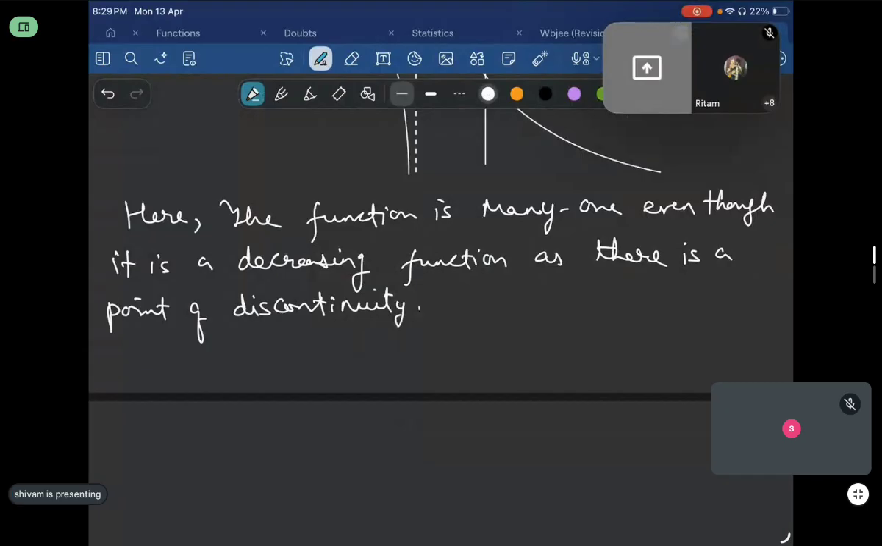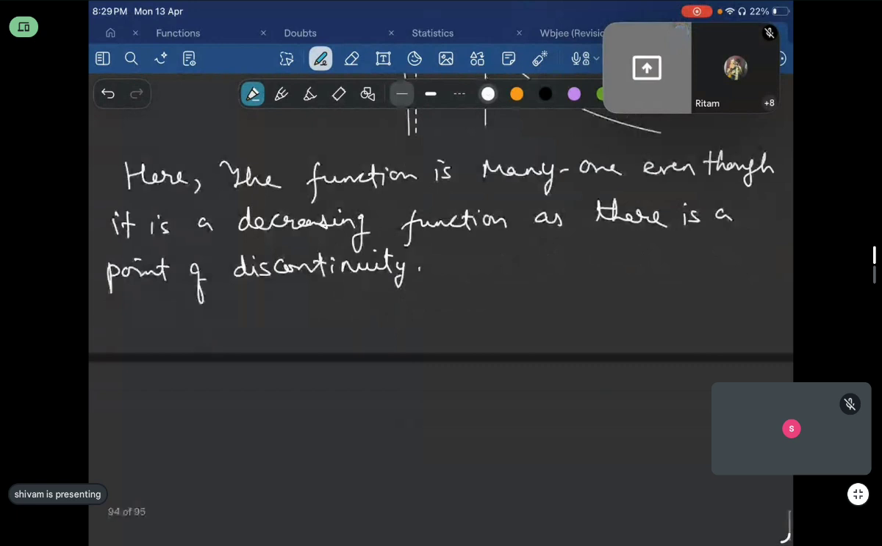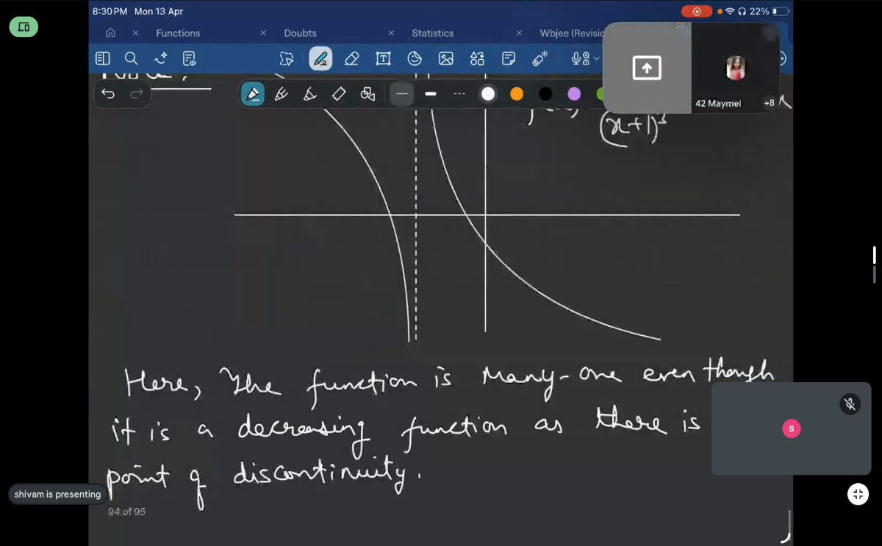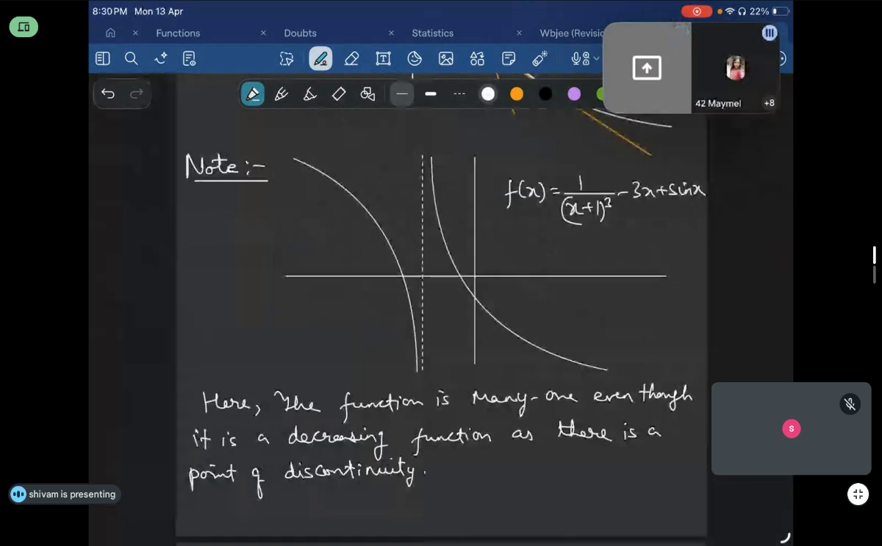Next. So that means when there is a point of discontinuity, it would be a many-one function. No, not necessarily. You have to draw the graph and check whether it is one-one or many-one. Sometimes it will be many-one, sometimes it will be one-one. So whenever there is a point of discontinuity, you have to check by drawing the graph.